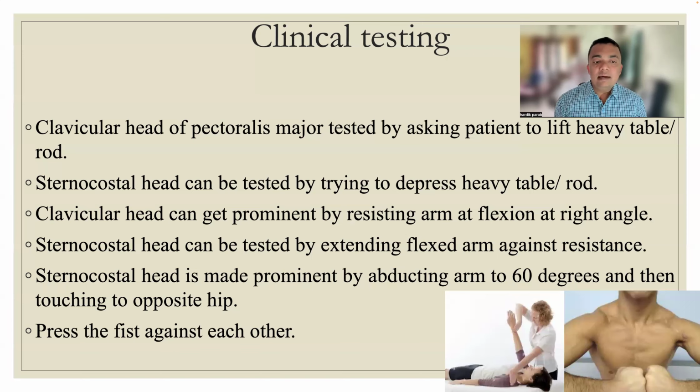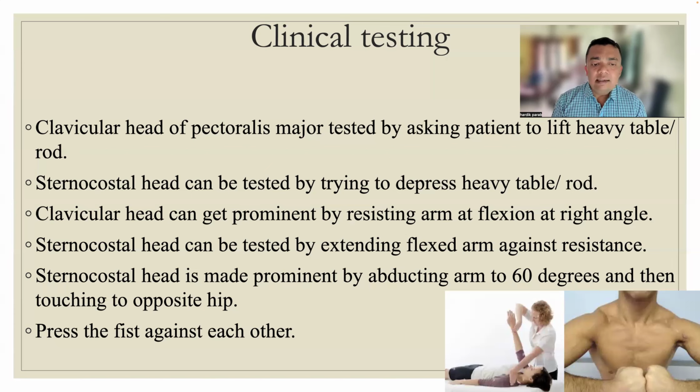Then the sternocostal head can be tested by extending the flexed arm against resistance. You keep the flexed arm and then you resist it. You ask the patient to extend it. At that time, your sternocostal fibers will be working. So if you are able to hold it, तो वहां पे आप देख सकते हो कि हाँ वो मसल काम कर रहा है. इसका detail version you will get when we update a video on manual muscle testing. But यहाँ पे अभी just in a brief manner, we are discussing the clinical testing.